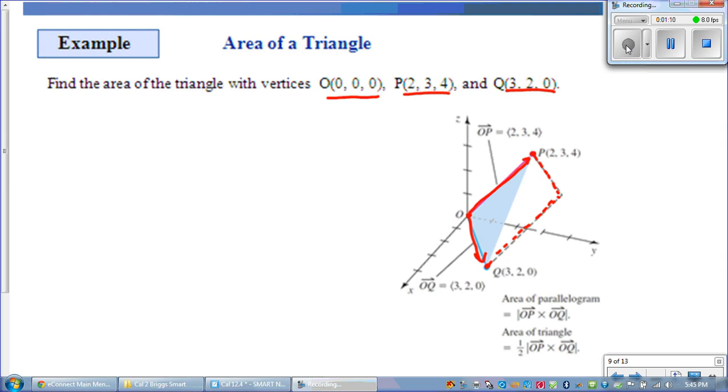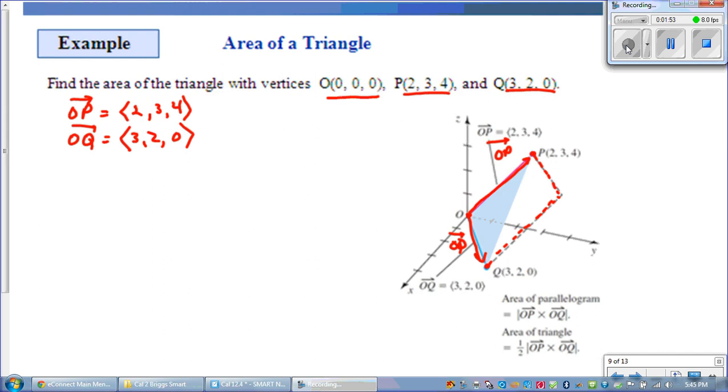So let's find the cross product of the two vectors. Now we'll use OP, which is the vector starting at O and ending at P, and then we'll find the vector OQ, which will be starting at O and ending at Q. OP is the vector 2 minus 0, 3 minus 0, and 4 minus 0. And OQ is the vector 3 minus 0, 2 minus 0, and 0. That's pretty easy once you already know that one of the points is (0, 0, 0).